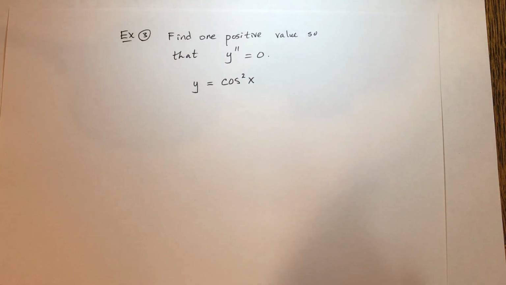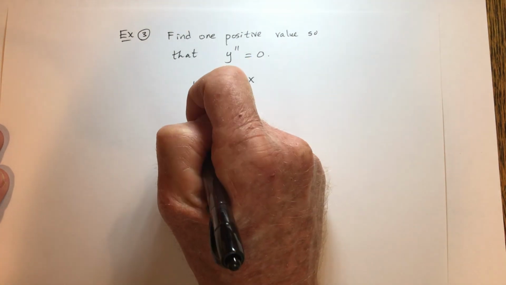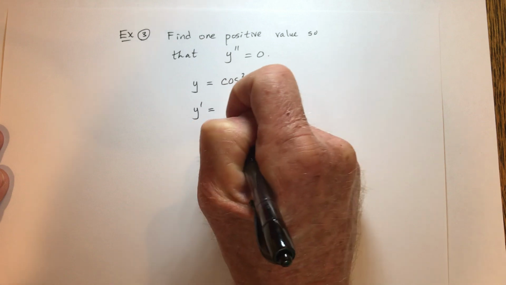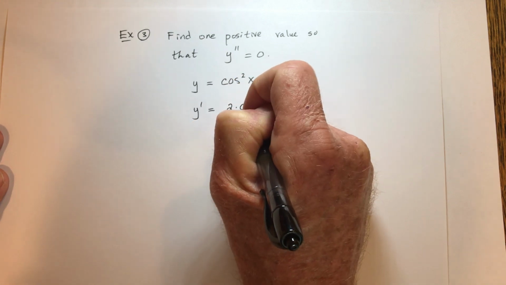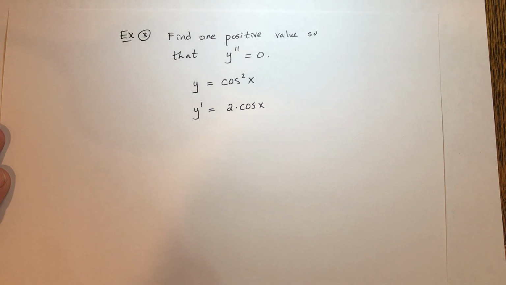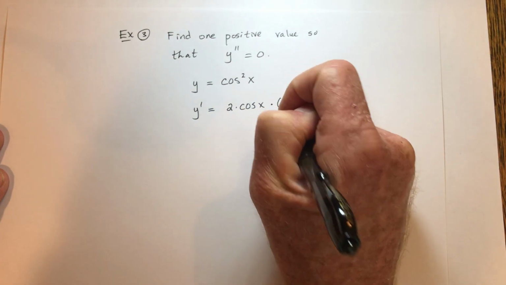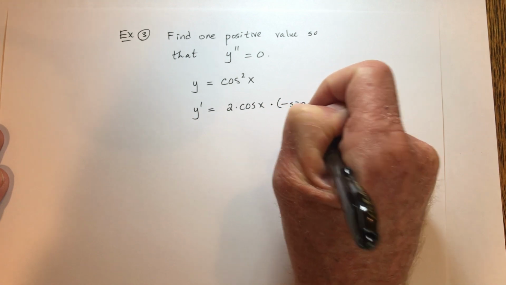Sometimes I like to graph it first and then do the work. Sometimes I do the work first. Here I'm going to do the work first. So this is the squaring function. To take its derivative, you bring the 2 down in front and then subtract 1 from the exponent. Now do the chain rule. Take the derivative of cosine, which is negative sine of x.